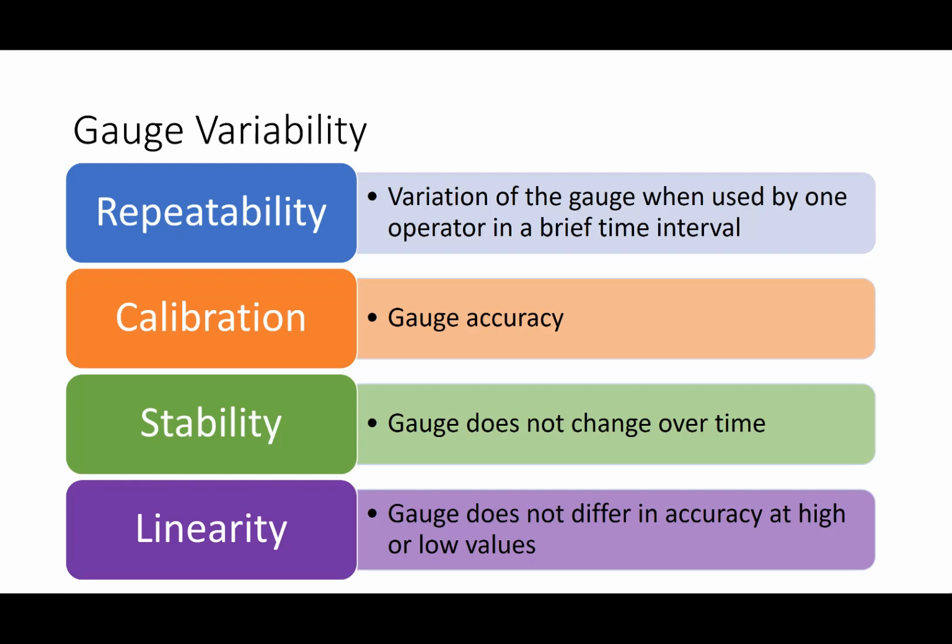So gauge variability can be reduced into four primary categories. First of all, repeatability, which is the variation of the gauge when used by one operator over a period of time. The calibration, which is the gauge accuracy. Stability, which is the gauge does not change over time. And then linearity, where the gauge does not differ in accuracy at high or low values.